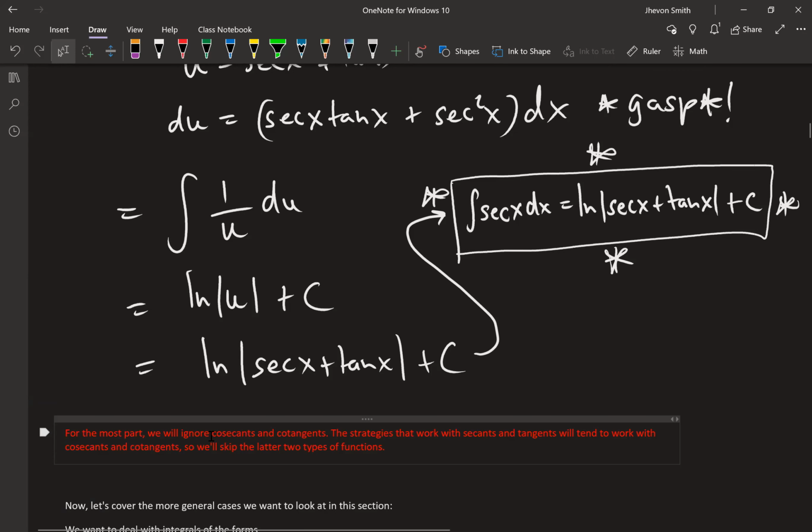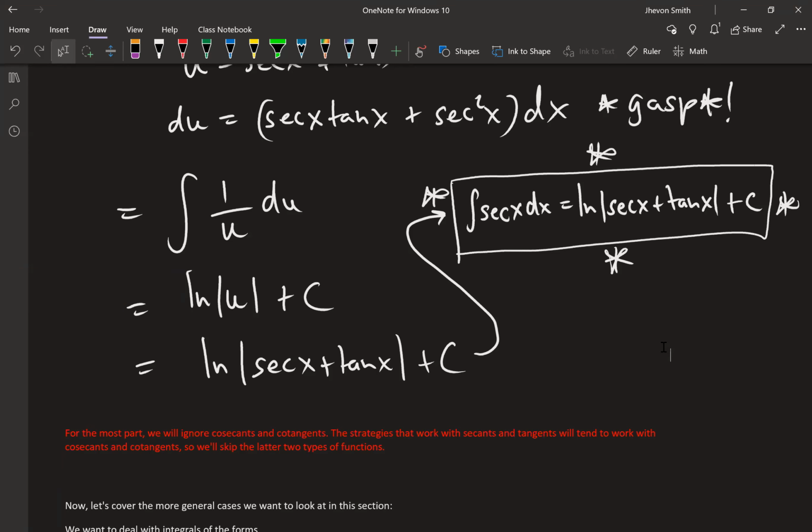We are, for the most part, going to ignore cosecants and cotangents, right? So we're going to be dealing with sines and cosines and various forms of them. We're going to be dealing with secants and tangents and various forms of them. But it turns out that the strategies that work with secants and tangents are very similar, analogous to the strategies that we would learn with cosecants and cotangents. So if we teach you about secants and tangents, it's automatically teaching you about cosecants and cotangents. There's just going to be a sign change. So there's no need to have you memorize an extra bunch of formulas. It's just kind of superfluous.